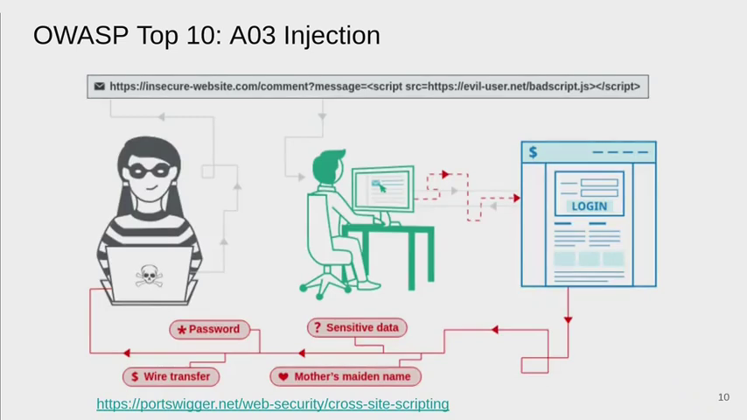An interesting angle of injection is cross-site scripting, where, for example, an attacker prepares malicious code, gets a user to click on this malicious link to then execute code on behalf of the web application and the user session, right? So this allows the attacker to execute the banking app on behalf of the user in their context.